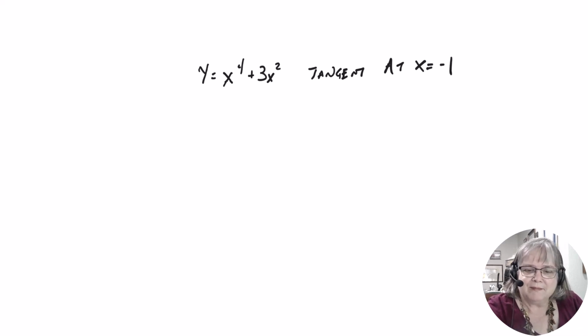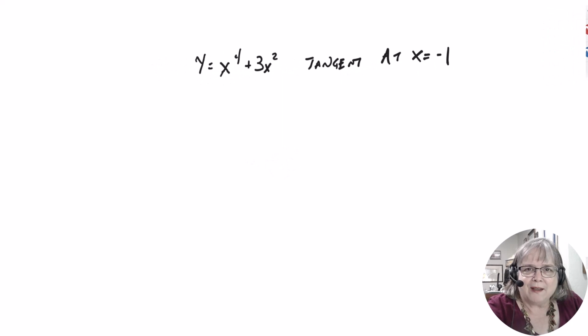of linearization. So let's start off with one that's relatively straightforward, for lack of a better description. So if you have something like y is equal to x to the fourth plus 3x squared, and you wanted to find the tangent to the curve at x is equal to -1, right?